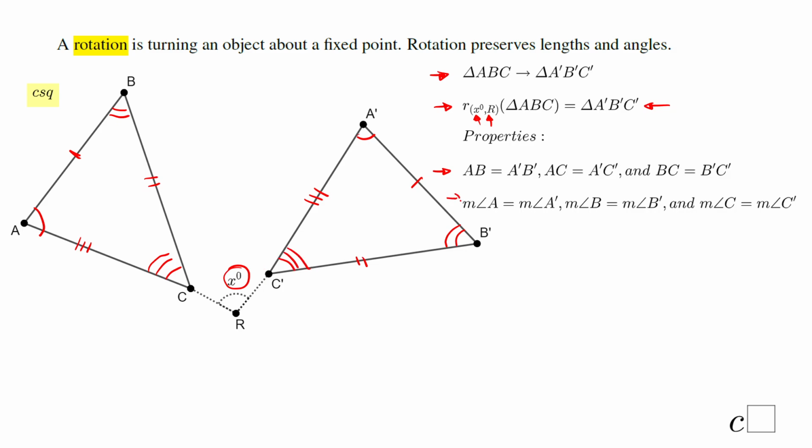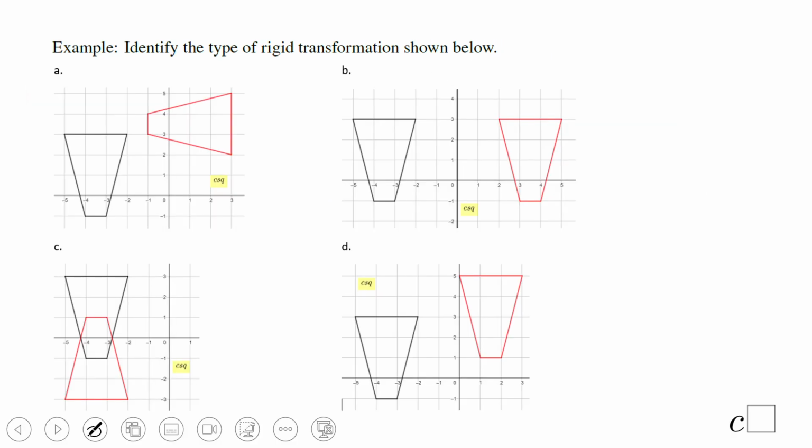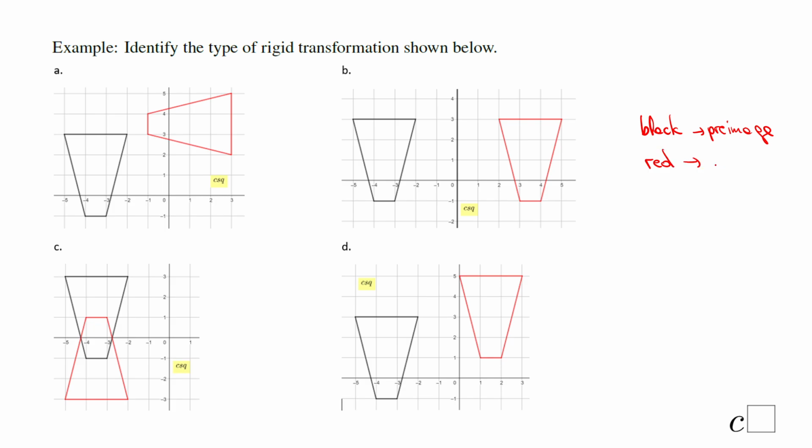So now let's do some problems. Identify the type of rigid transformation shown below. So here we're going to look from the black picture. Black is the pre-image, and red is the image.